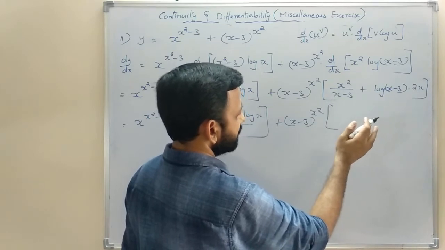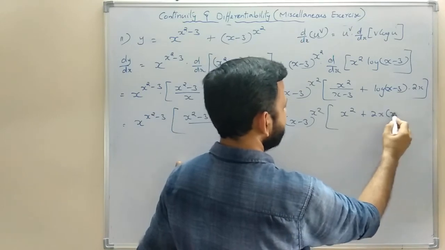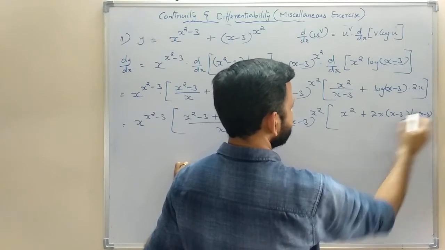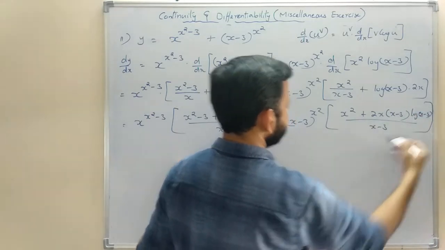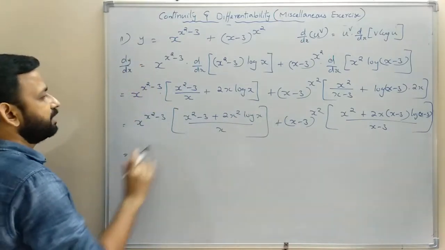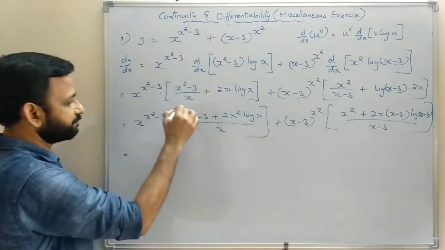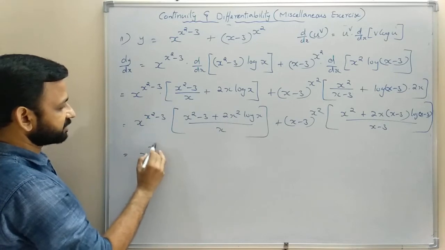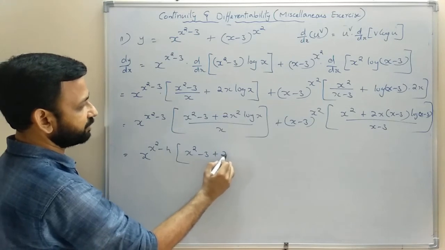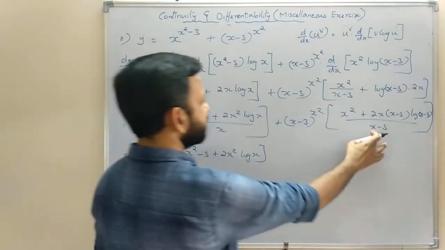Then here also we can take LCM, x square plus 2x into x minus 3, 2x and x minus 3 into log x minus 3 divided by x minus 3. Then this x minus 3 and x minus 3, and here also when you combine this one, here it is 1. So when you take it from denominator to numerator, it will be minus 1. Then x raised to x square minus 4 in bracket. X square minus 3 plus 2x square log x. And here x minus 3.